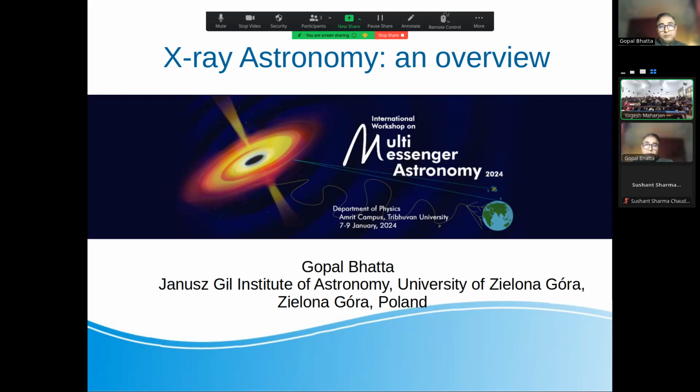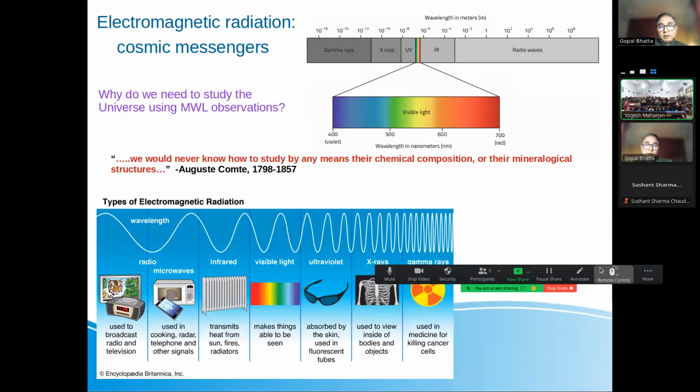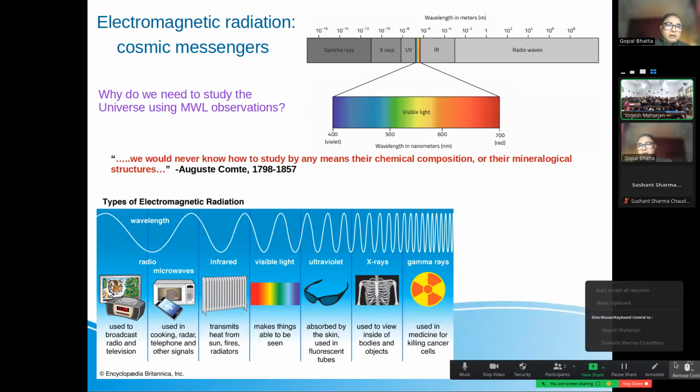So let me start with traditional astronomy, which mainly uses electromagnetic radiation. As you may all know, traditional astronomy mainly started from visible light, right? Galileo pointed the telescope at the moon and then Jupiter. It all started with the conventional telescopes, and later there were big telescopes and so on.